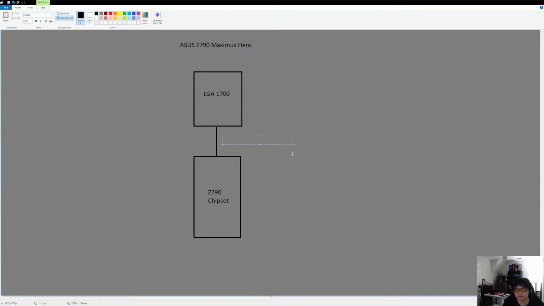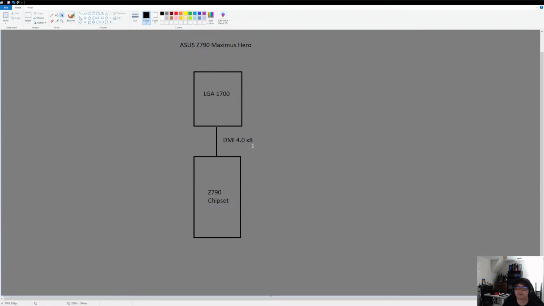Intel uses something different though. Intel uses a proprietary thing called DMI. It is the something management interface, the discrete management interface, or something management interface. So there's 8 lanes here. Or no, wait a minute, hold on. It's DMI 4.0, if I remember correctly, 4.0 x8. Yeah. Now I gotta know what this stands for. Intel DMI. Direct Media Interface. Okay, that's what it stands for. Direct Media Interface.